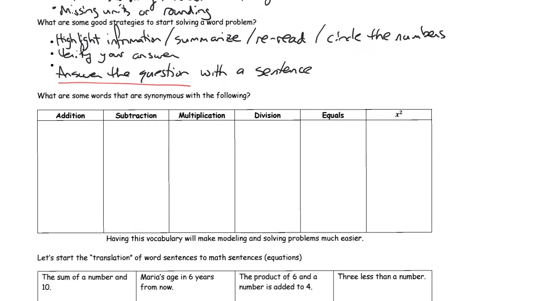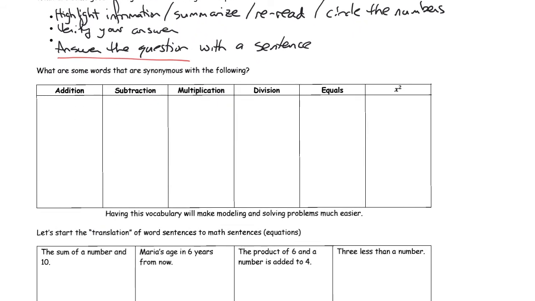Now let's take a quick look here. What are some words that are synonymous with the following? We want to look at some things that maybe give you a little bit of a clue as to how to go about putting the equations together. What are some word clues that tell you that you're supposed to do addition, for example? What you might read are the words sum, total. They might even simply say add or increase, or even the word more.